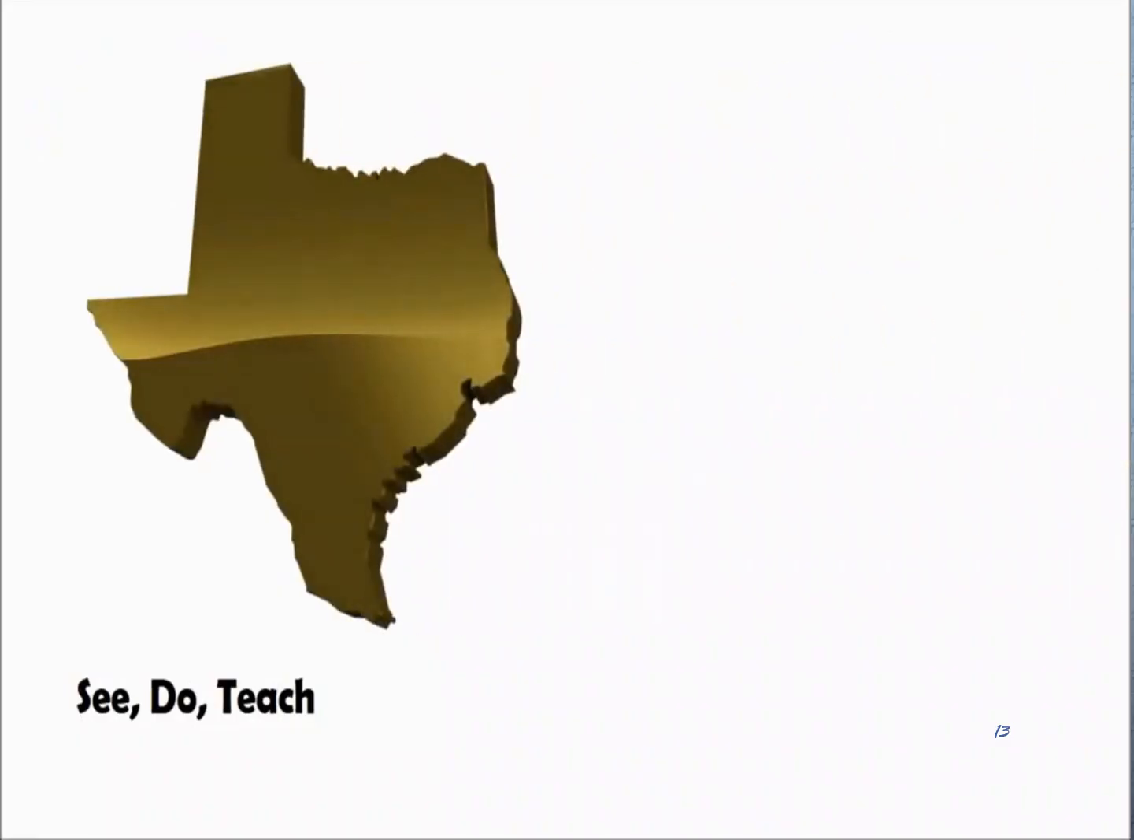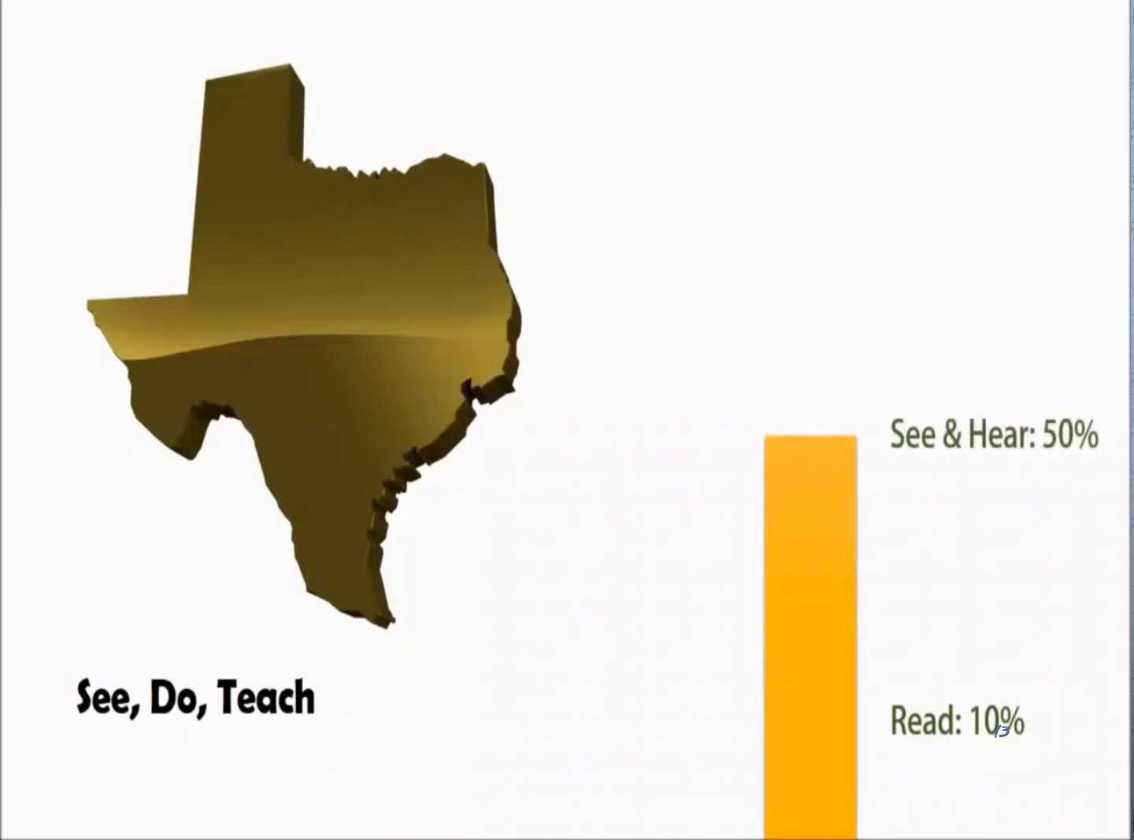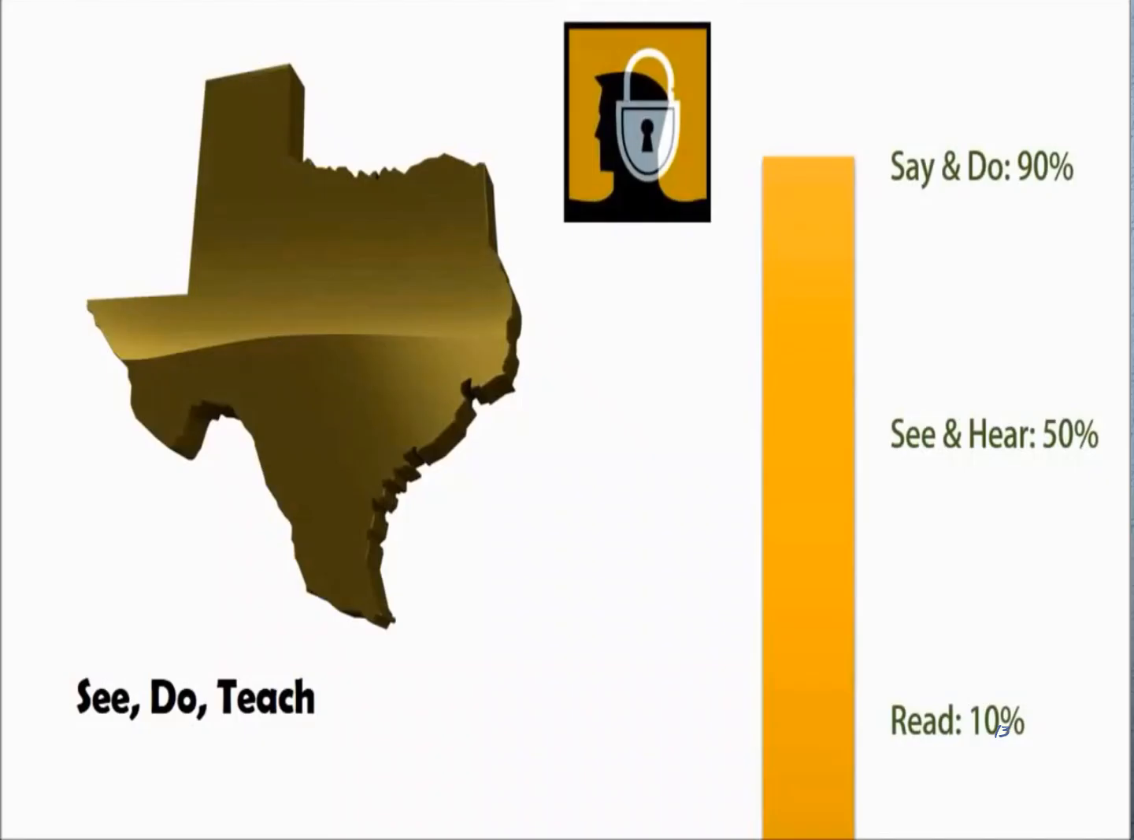A study done by the University of Texas found that people only remember 10% of what they read, and they only remember 50% of what they see and hear. Yet people can remember 90% of what they say and do. By adding this extra step of students teaching each other, they are locking in that information with 90% retention.